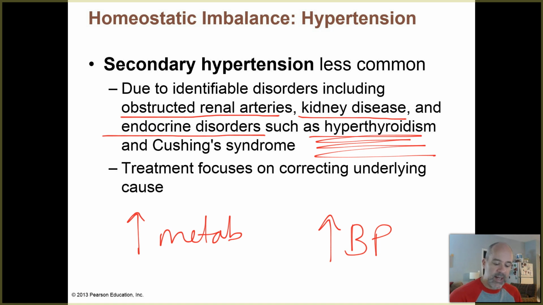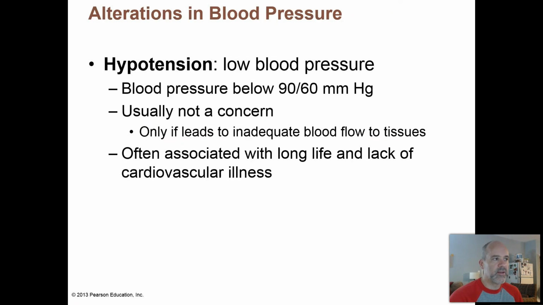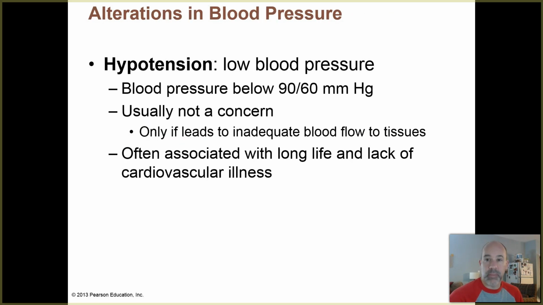So when a patient has secondary hypertension, the treatment needs to focus on the main cause, the Cushing's syndrome, the hyperthyroidism, the kidney disease, whatever it is, more so than giving somebody blood pressure drugs.